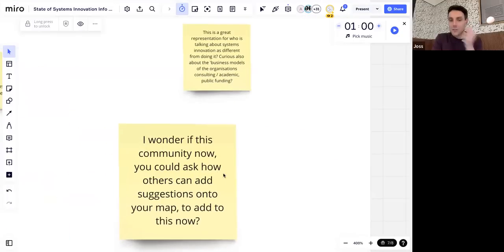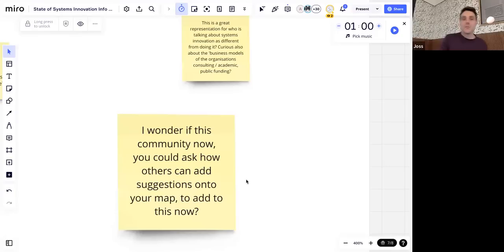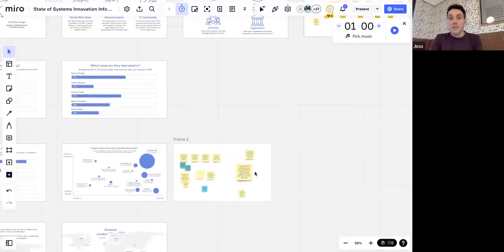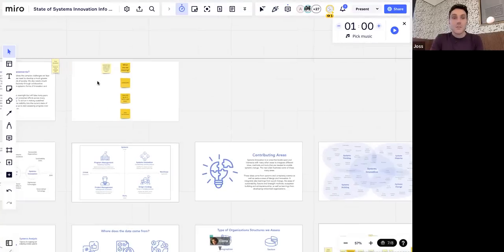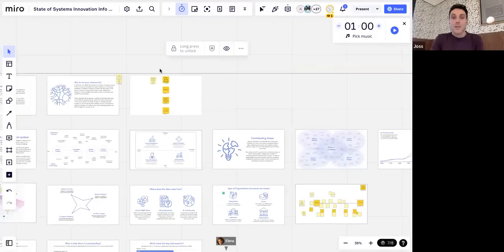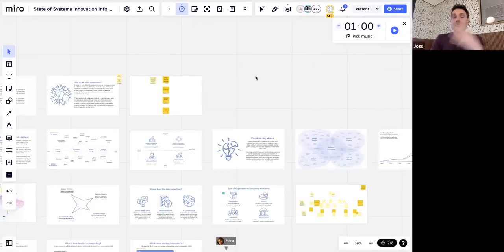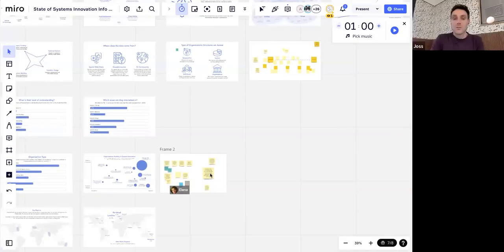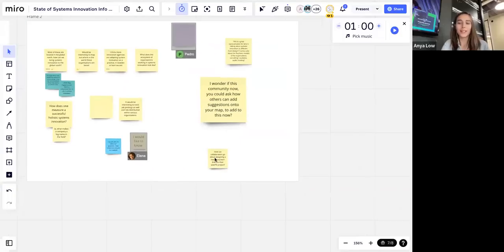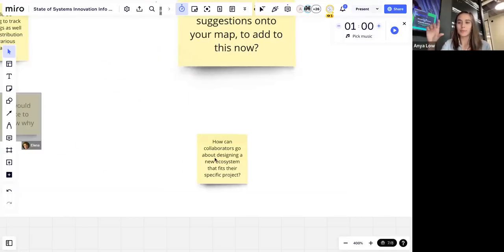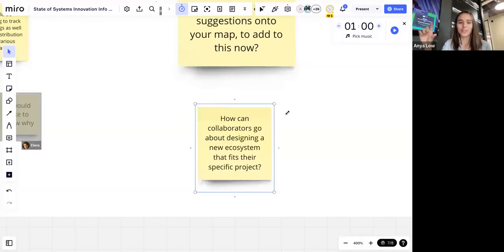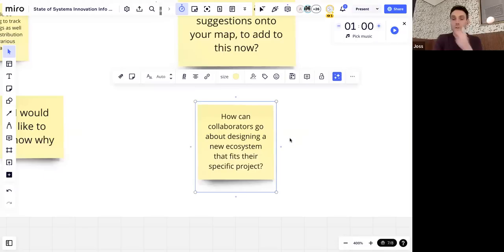The geographical dispersion of this is quite a bit here in Europe, but a few other places. I wonder if this community now, you could ask how others can add suggestions into your map or add to this now. Well, that's it. We'd love to hear your feedback about all of this, right? Maybe the space up here is a good one. If you'd like to add anything that we could put into this or change the framework, that would be great. Or you can even add it next to the specific page or specific chapter. Yeah, just post a sticky on the slide.